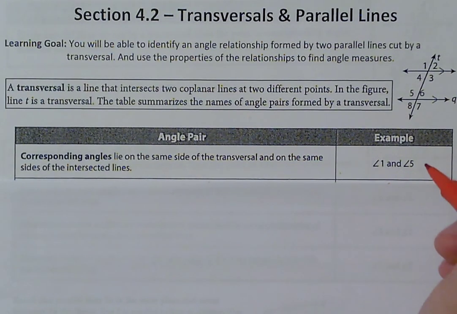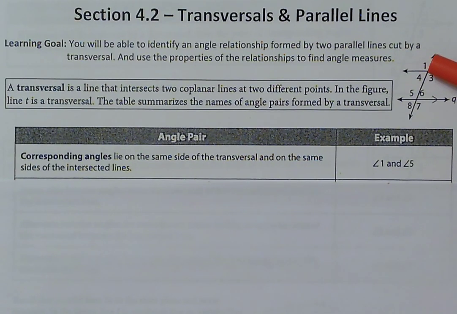If I look at an example, would be angles 1 and 5. Angles 1 and 5 are here and here. Oh, I covered that up. So angles 1 and 5 are corresponding angles.